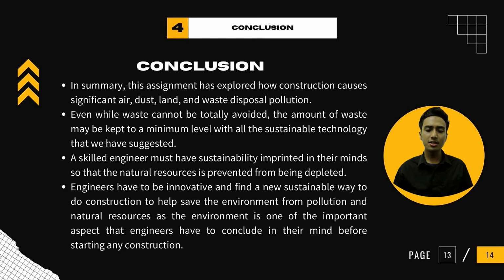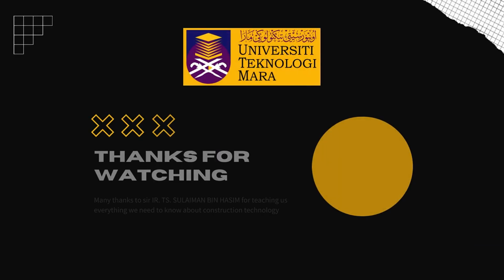Contractors can create a pre, during, and post plan to prevent any errors that will increase waste and pollution with the help of the sustainable technology. In a nutshell, engineers have to be innovative and find a new sustainable way to do construction with less waste and pollution generated to help save the environment from pollution and natural resources from being depleted. As the environment is one of the important aspects that engineers have to keep in mind before starting any construction. That's all from us.